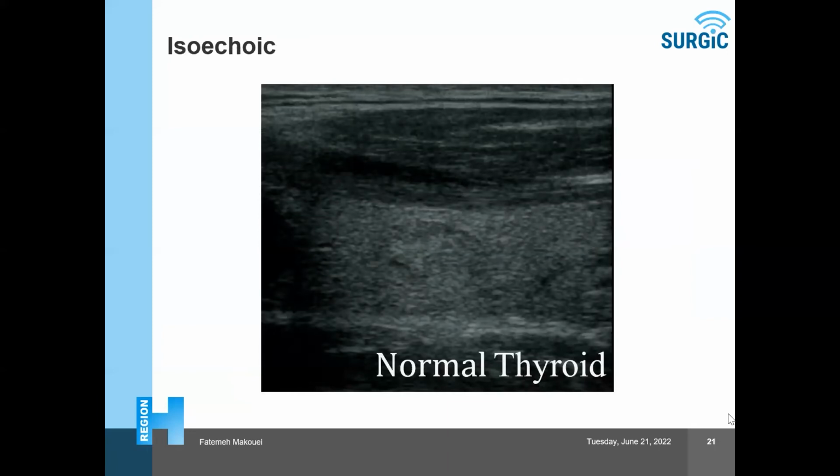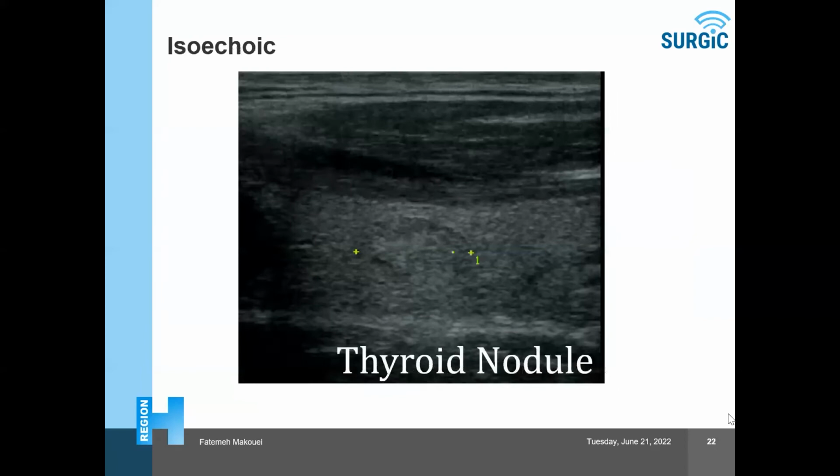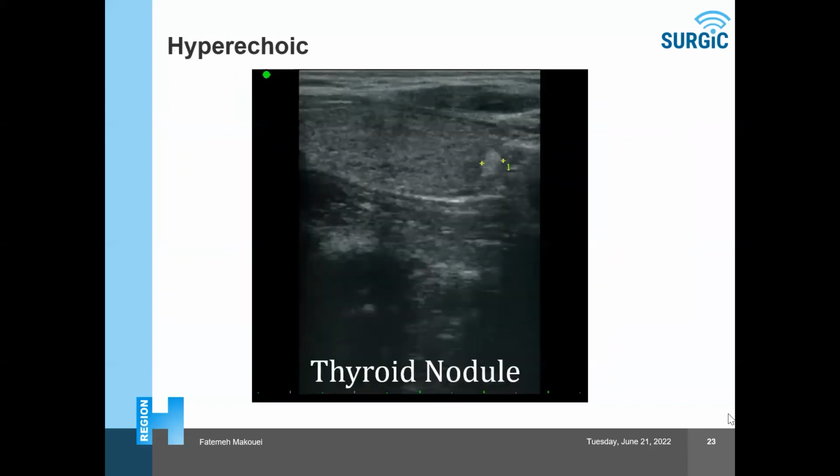Isoechoic structures have nearly the same echogenicity as the surrounding tissue. Here, there is a small isoechoic nodule with its superior and inferior edge defined by the cursor in this longitudinal view. And then hyperechoic structures appear brighter or more echogenic. There is a small inferior hyperechoic thyroid nodule in an otherwise normal thyroid gland in the longitudinal view.